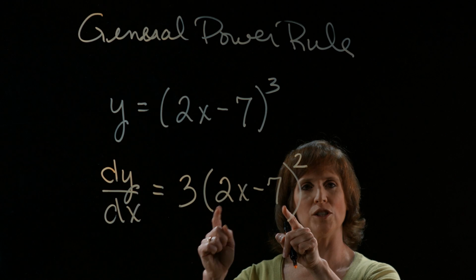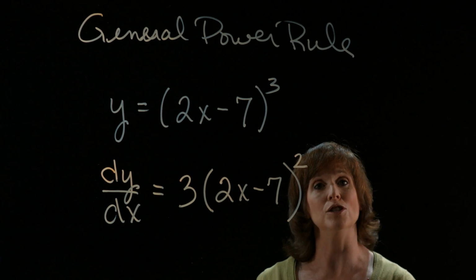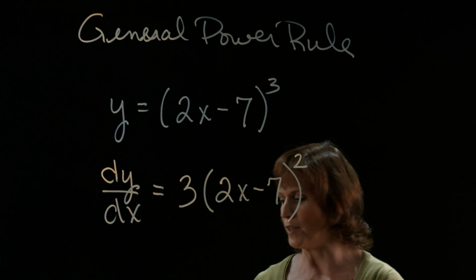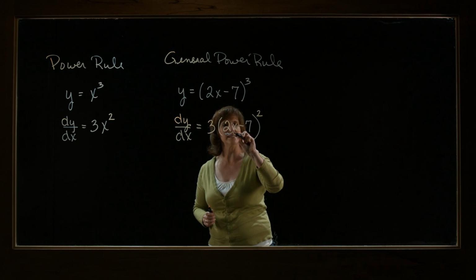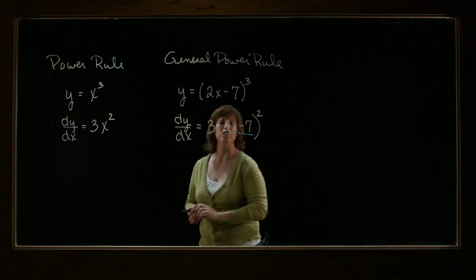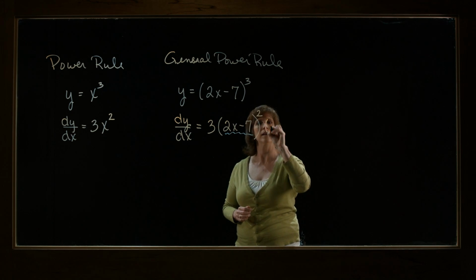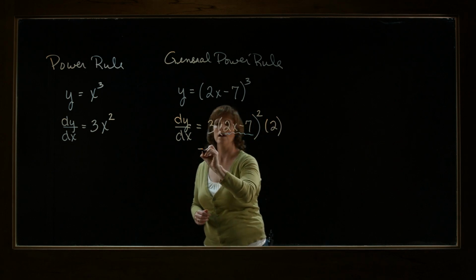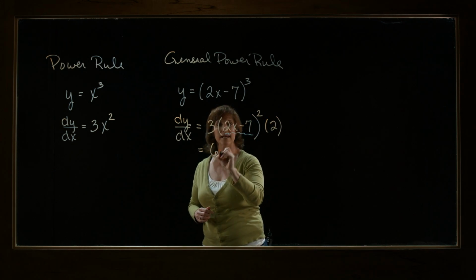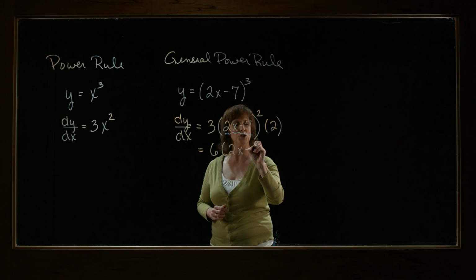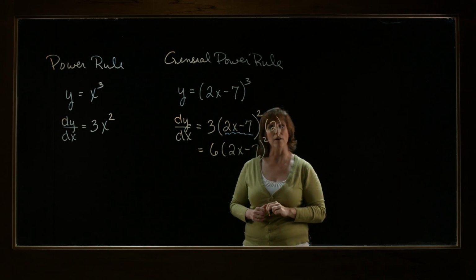Because this expression was more than just an x, I need to use the chain rule and multiply by the derivative of the inside piece. And the derivative of the inside piece is a 2. So my derivative is 6 times the quantity 2x minus 7 squared.